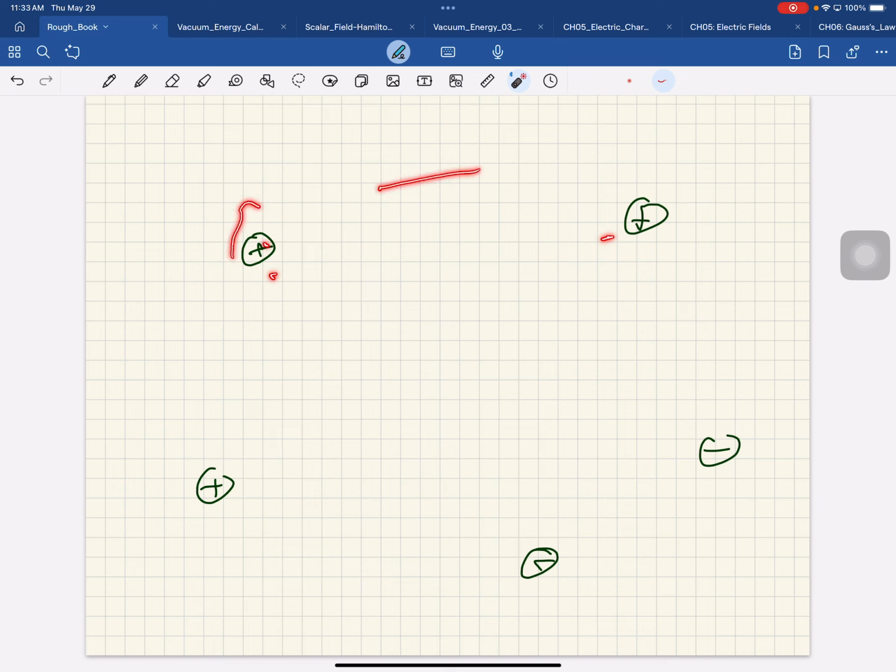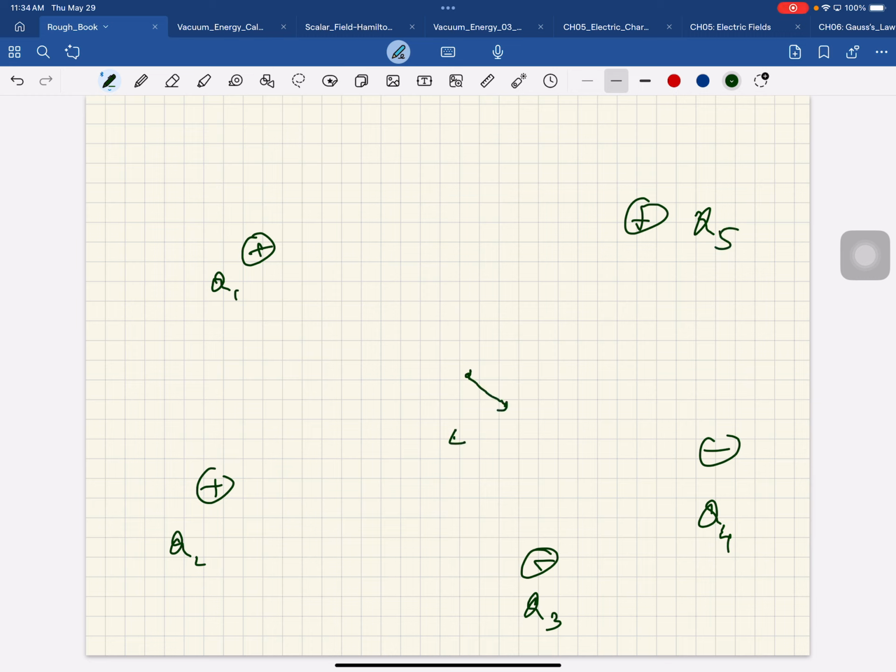What does this charge do? It produces fields. Okay, so let's say I want to calculate the electric field here. What does this fellow do? He produces an electric field there, and we'll call this Q1, Q2, Q3, Q4, Q5. The magnitude of the electric field is in that direction, and the magnitude is K Q1 divided by R1 squared.